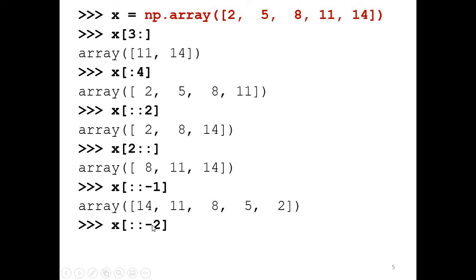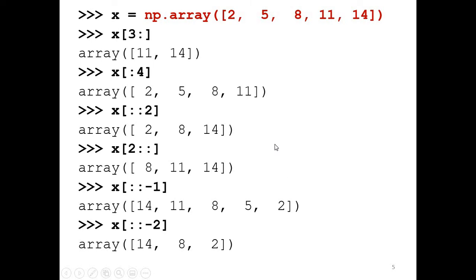If you write colon colon -2, that means the direction is still reverse, but the jump will be 2. So you come from 14, then go over to 8, and then go over to 2. So this is the way you slice an array.